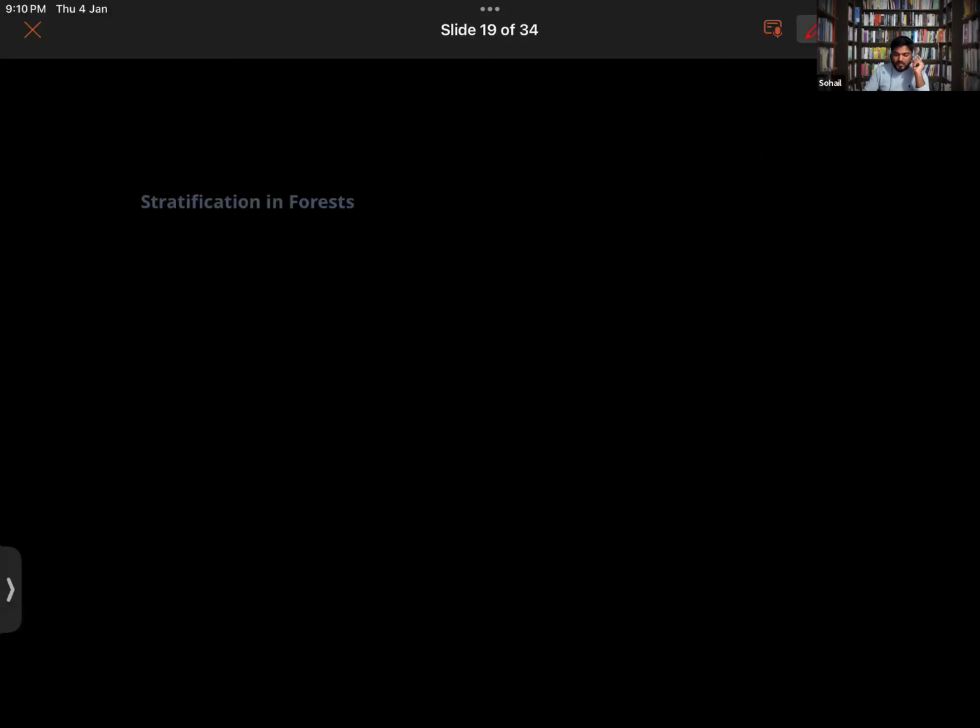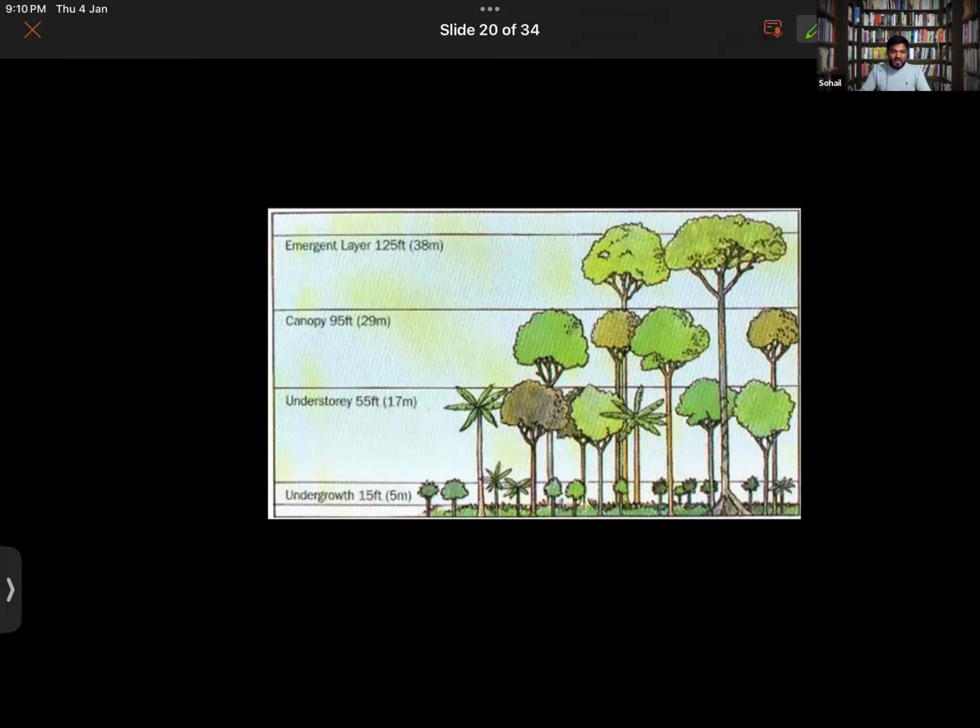Next thing I was saying is that in a forest you will see that trees have different heights. There will be some trees growing up to 5 meters, some up to 17 meters, and some up to a height of 125 feet, that is 38 meters as well. These types of trees are typically found in the tropical forest. So let's start by talking about the first layer, that is the undergrowth.